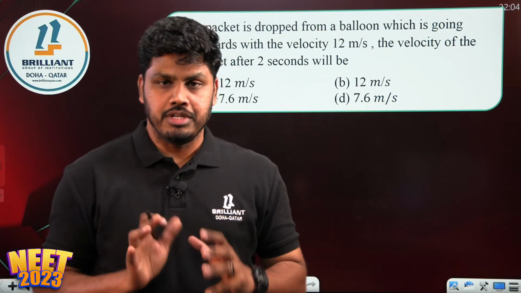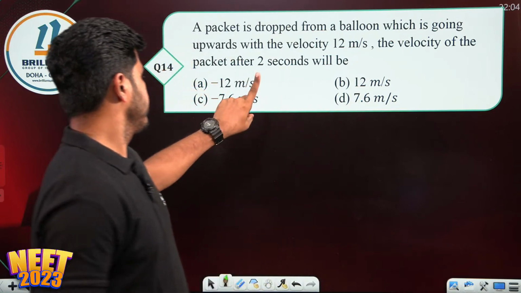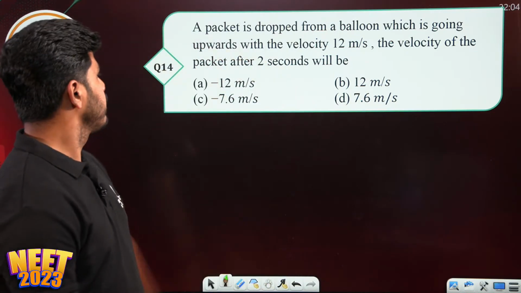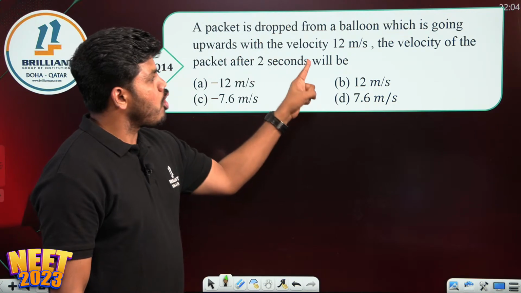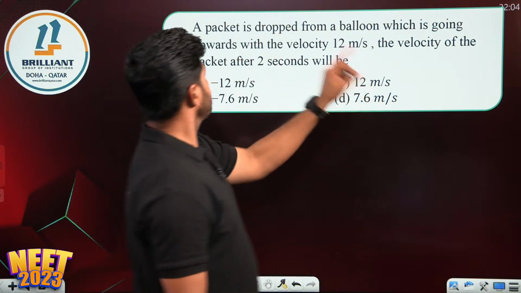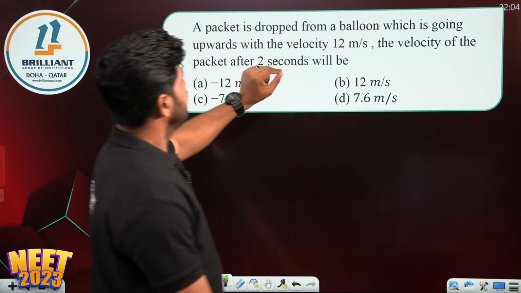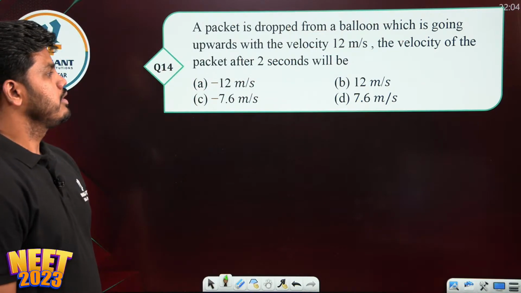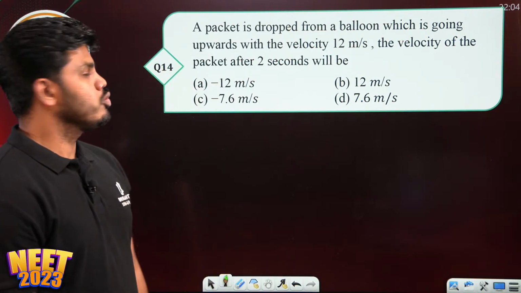Motion under gravity type questions, right? One example is given here. We'll just do that question also before winding up. A packet is dropped from a balloon which is going upwards with a velocity of 12 meters per second. The velocity of the packet after 2 seconds will be?